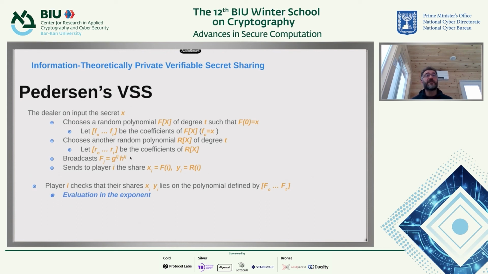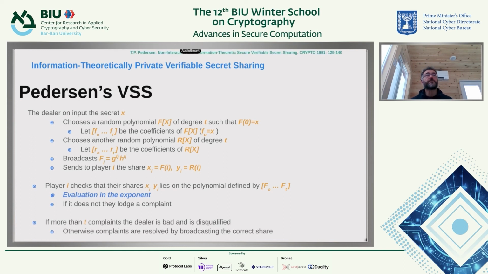But because of this random mask right here, we know that this commitment is information theoretically secure, and so no information about x is revealed at all. And then there's the usual complaint phase and so on.